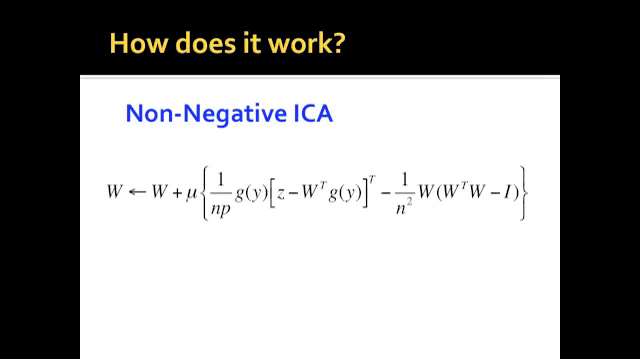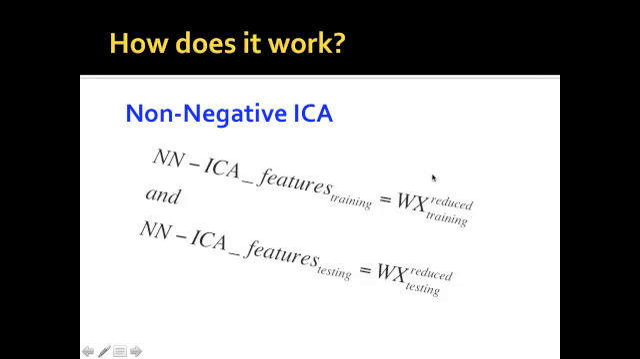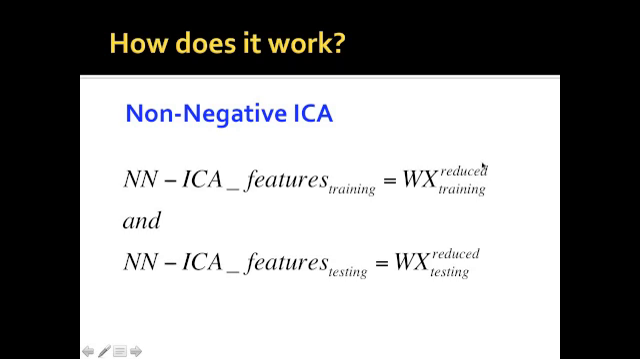And with the non-negative ICA, starting with an initial random matrix or the identity demixing matrix W, I iterated this algorithm until it converges and got the W, and projected the training images on the subspace and separated the training images and testing images with the same demixing matrix, and get the non-negative ICA features for training and testing.